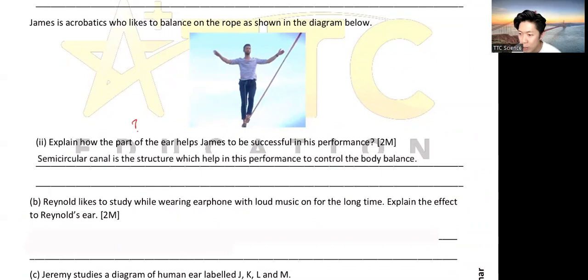Okay. Eustachian tube doesn't help. No, Eustachian tube is for your ear pressure. Like, if you take an aeroplane or you take a lift to very tall buildings, that one is the Eustachian tube. We have to equalize your pressure, but semicircular canal is only for balancing lah.